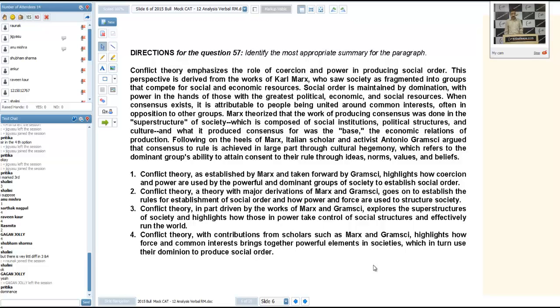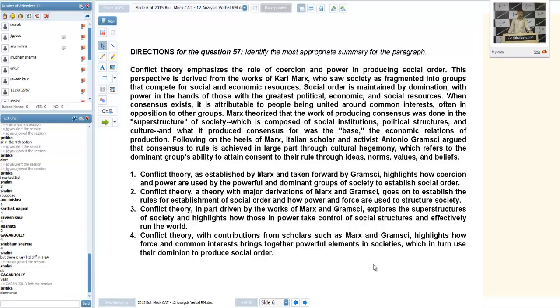And this was further extended by one economist, theorist from Italy, social reformer. So we need to pick up the answer. Option 1 says conflict theory as established by Marx, taken forward by. So one incorrectly says that these theories were founded, proposed, propounded, created by these two people. This perspective is derived from the work of Karl Marx. It is not that they gave this theory to the world. So first is technically wrong, cannot be the summary.